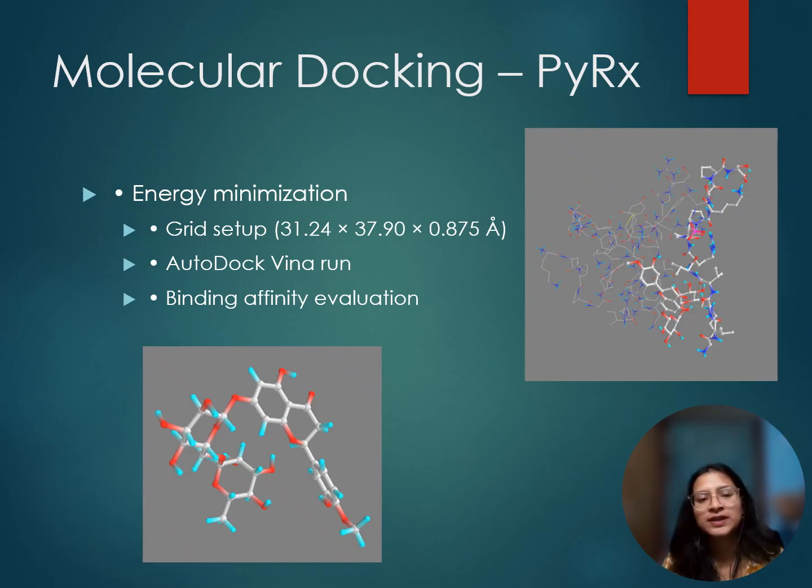This is figure 1, showing the final interaction between the ligand and the macromolecule. Here I have shown only the hesperidine ligand, which gave the best value among all the other ligands I have done. This is the structure of the hesperidine ligand, and this is the 3D visual from PyRx.